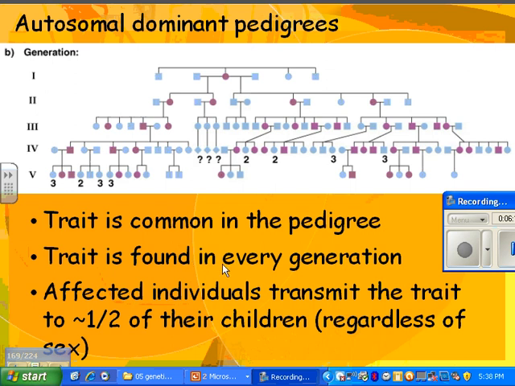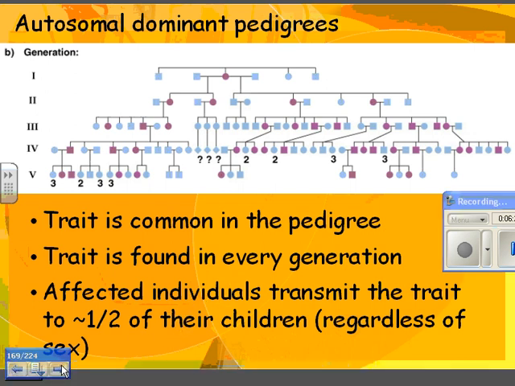It's found in every single generation, and it's affecting individuals. The affected individuals transmit the trait to about half of their children, regardless of the gender. So that's why it's autosomal and dominant, because everybody has a parent who has it. And you don't see any two people who have the trait with a recessive, with a kid who doesn't have it.